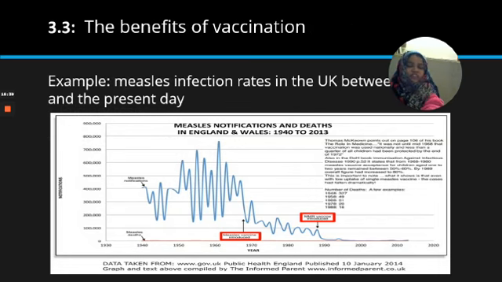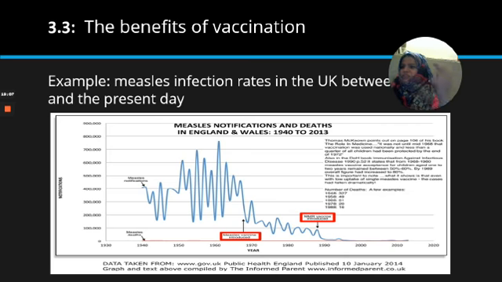You can see the measles infection from 1940 to the present day. Immunization and vaccination give protection to the immune system, as you see in the chart, against serious disease. Viral disease cannot be cured but can be controlled by immunization. The chart below shows measles notification and death rates in England and Wales from 1940 to 2000.